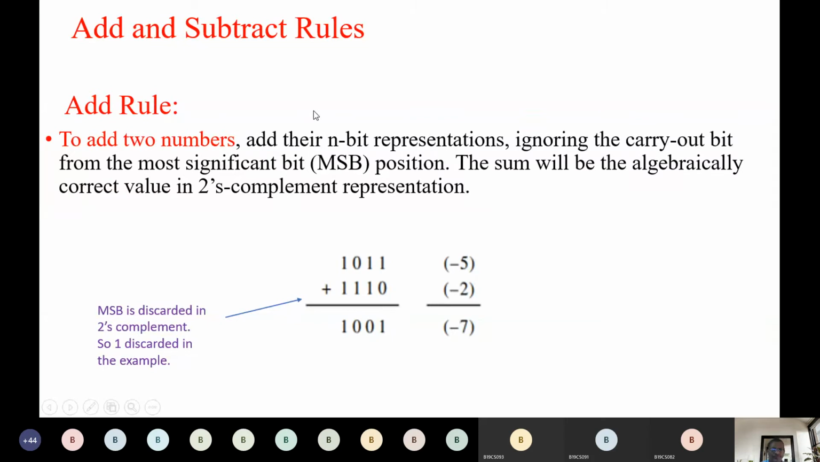So how do we do these additions? So I want to add 2 numbers. So we have add and subtract rules. To add 2 numbers, for example, this is the rule. Add their n-bit representations, and ignore the carry out bit from the most significant bit. If we have the extra carry out from the most significant bit, ignore it. This is the addition rule. Okay.